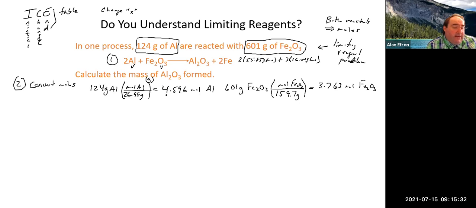You can see just based on the information given to us and the periodic table, we were able to get to moles of both reactants. And again, that is an absolutely big hint that this is a limiting reagent problem. And somewhere along the way, you do need to determine which one is the limiting reagent. Any questions so far?